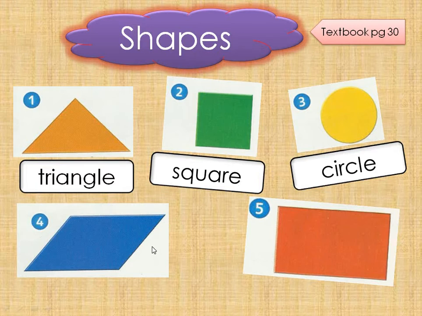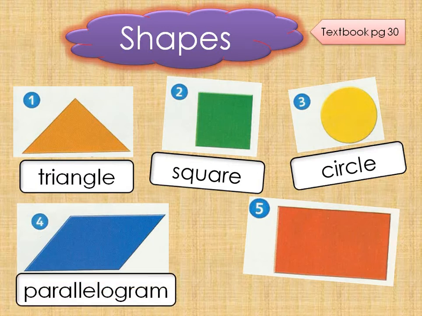Okay, next. Okay, this shape looks a bit different and unique. Okay, what is the name of this shape, class? Siapa tahu nama bentuk ini? Okay, it has a long name. Okay, nama dia panjang sikit. Okay, it is called parallelogram. Parallelogram. Okay, kalau dalam bahasa Melayu, it is called bentuk selari. Right? Bentuk selari.